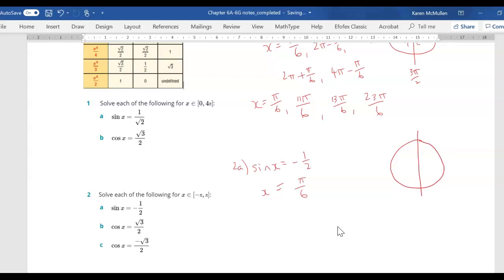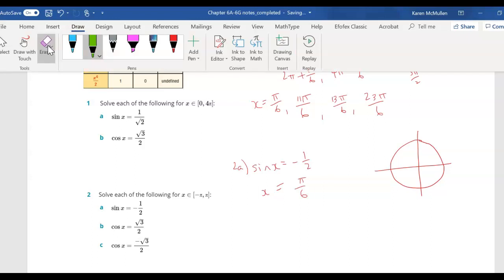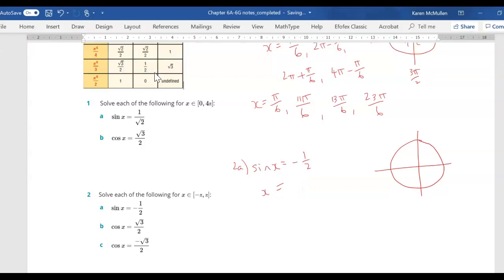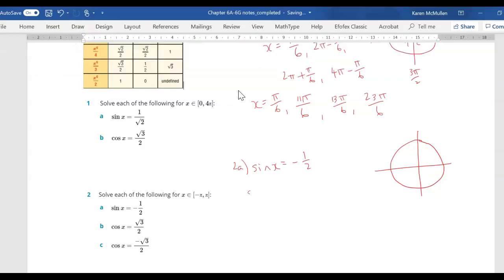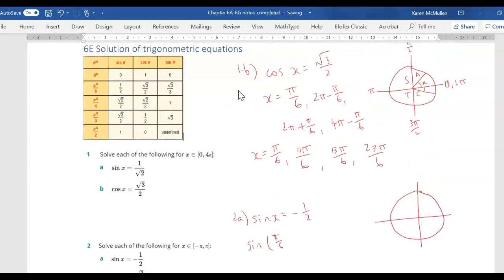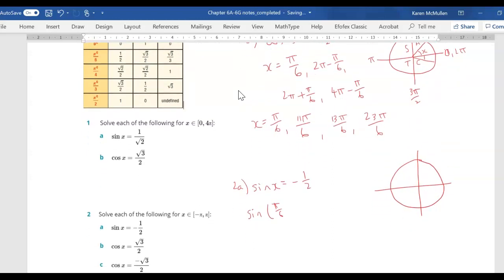I probably should write that a little bit differently. Sorry, let me just rewrite this because technically what I've written is not mathematically sound. Okay, so sine of pi on 6. Is it pi on 6? Oh, I'm losing my marbles. Sine of pi on 6 equals a half. All right, but we want it to be negative a half.